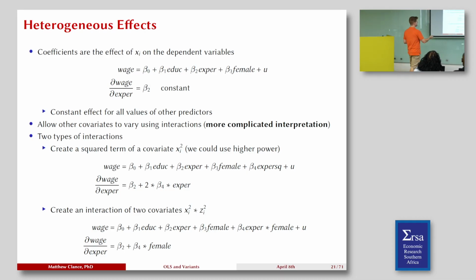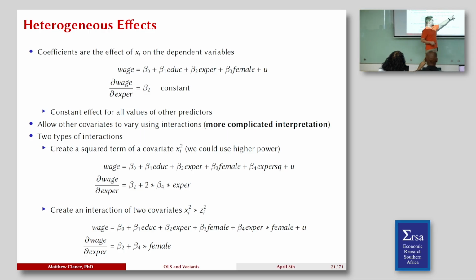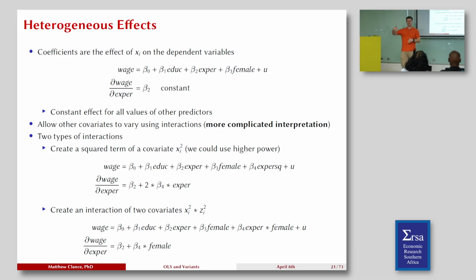If I add a squared term to this, I can start to look for that nonlinearity. If I take the derivative with respect to experience, I get beta 2 plus 2 times beta 4 times experience. What that's telling me is this is no longer constant. It depends on the year that I am in my experience. And depending on the sign, that can tell you whether you're going to peak, go on exponentially, or continue to drop.